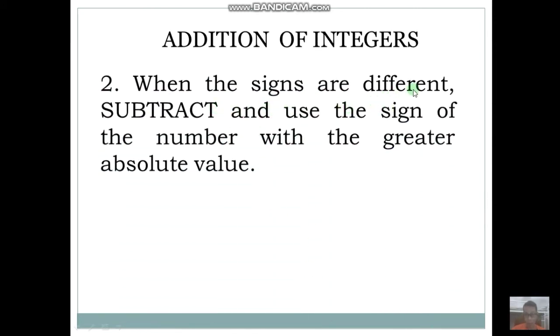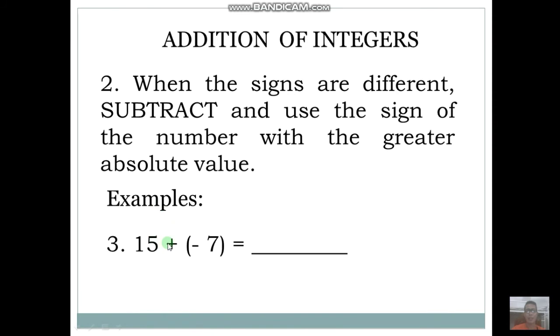When the signs are different, magkaiba yung sign, we will do the subtraction and use the sign of the number with a greater absolute value. Kung ano po yung sign na mayroong greater absolute value, yun po ang sign ng sagot natin. Example: 15 plus negative 7. Magkaiba yung sign. 15 is positive, then 7 is negative. Since magkaiba, we will do the subtraction. 15 minus 7, that's 8. Positive yung sagot natin kasi yung sign having a greater absolute value is positive.